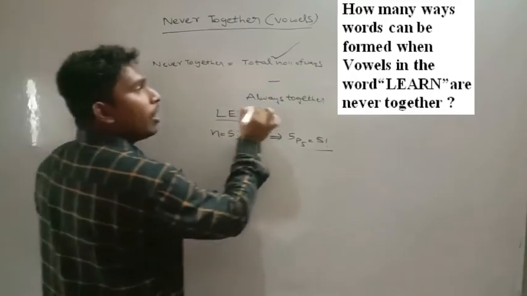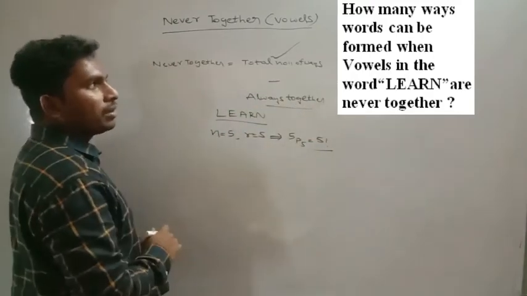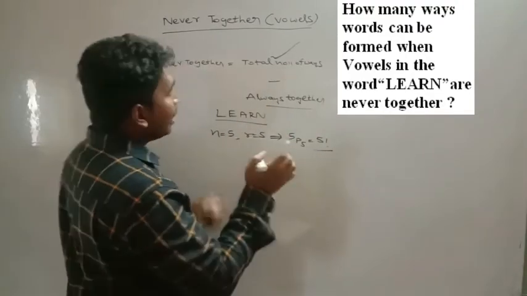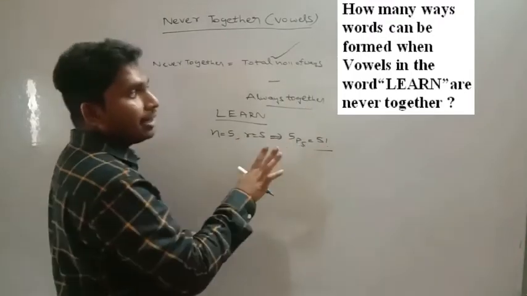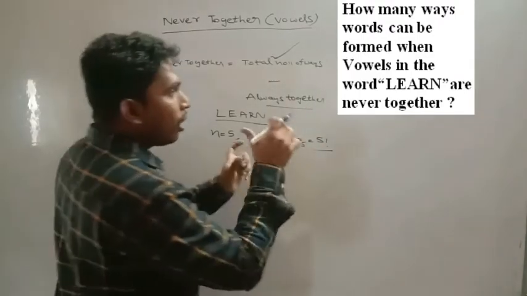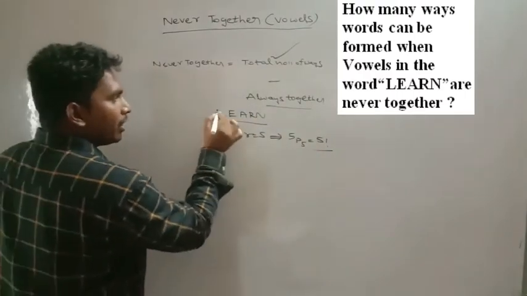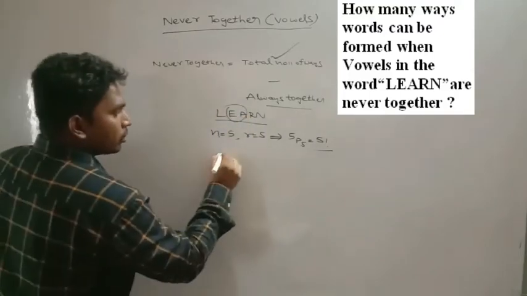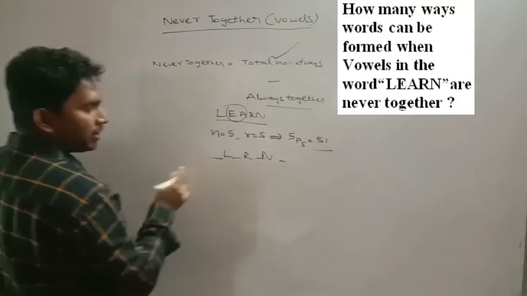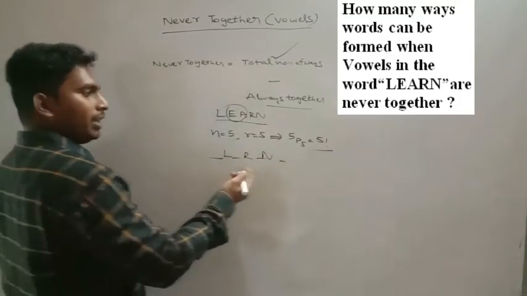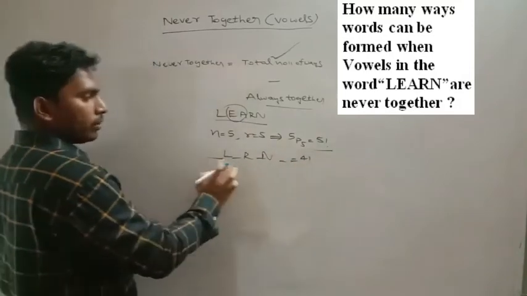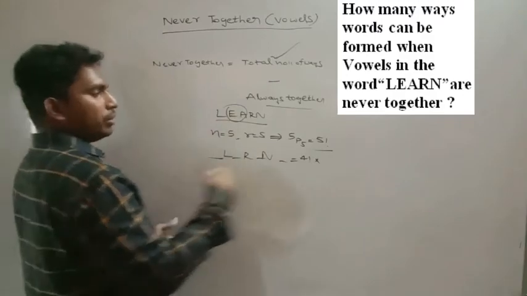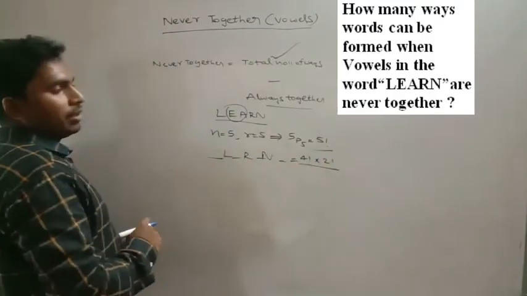Then how about always together? They are asking for vowels in the word never together, but we have to consider the case where vowels in the word LEARN are always together. The vowels here are E and A. So L, R, N, you separate them with blanks as we have done previously. That is 4 factorial, as there are 4 blanks. Into how many ways can EA be rearranged? 2 factorial ways. So 4 factorial into 2 factorial.